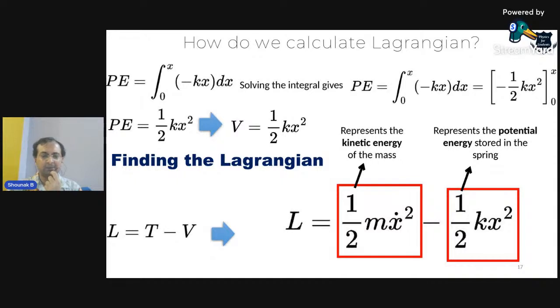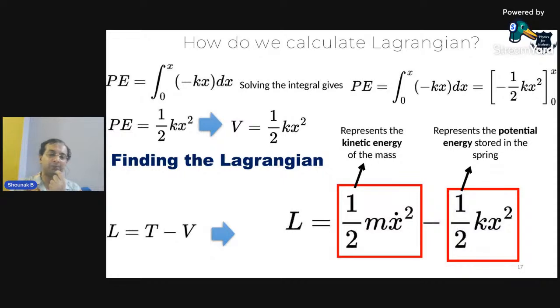Okay, this is simple. Now from here, we substitute, and we get this one. This means that we are calculating the total work needed to stretch the spring from its natural position x equals 0 to a new position. And if we solve the integral, we get this value, which is PE equals V equals half kx squared.